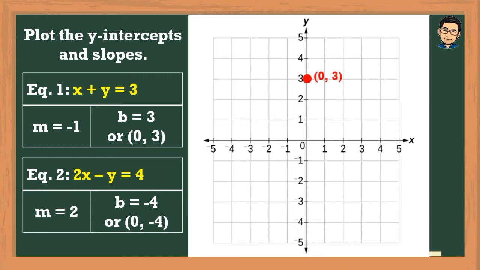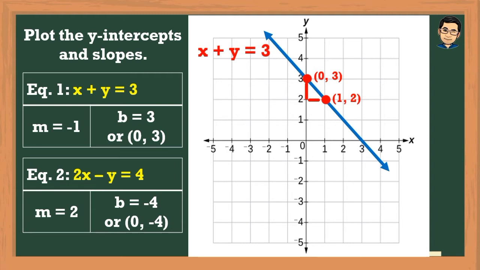And then, the next point is determined using the slope, which is negative 1. Since the slope is negative, the rise goes down. If the slope is positive, the rise goes up. So, we go down by one, and then go to the right by one. We stop at that point, which is (1, 2). Since we now have two points, we can determine the line. We just connect them. This will be the graph of x plus y is equal to 3.